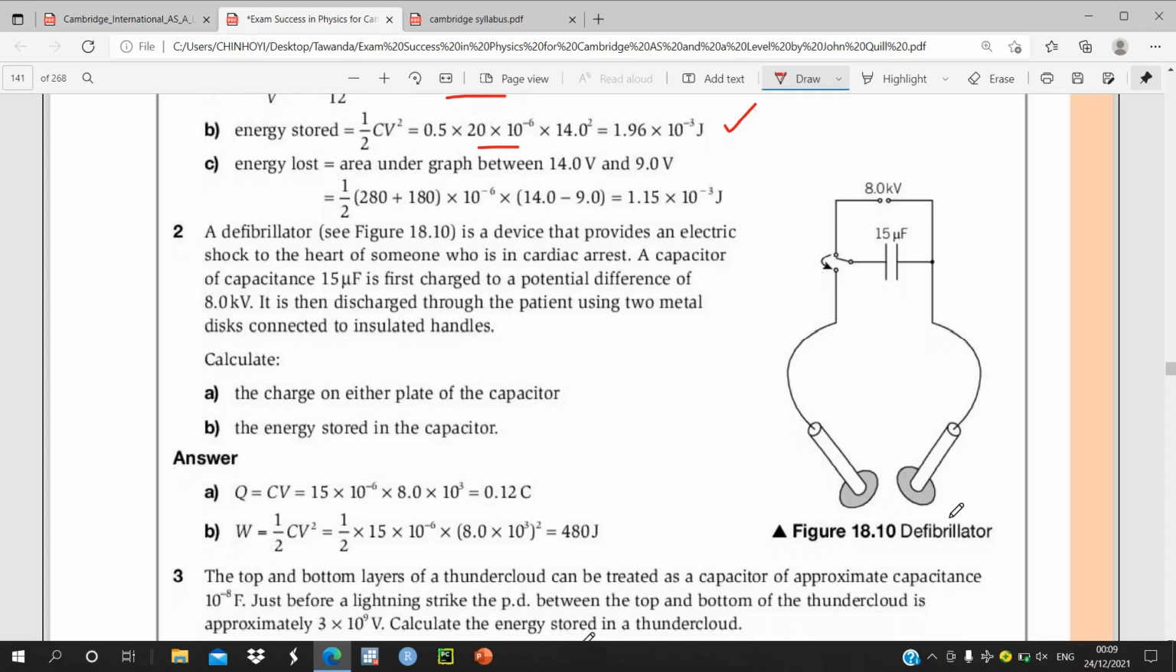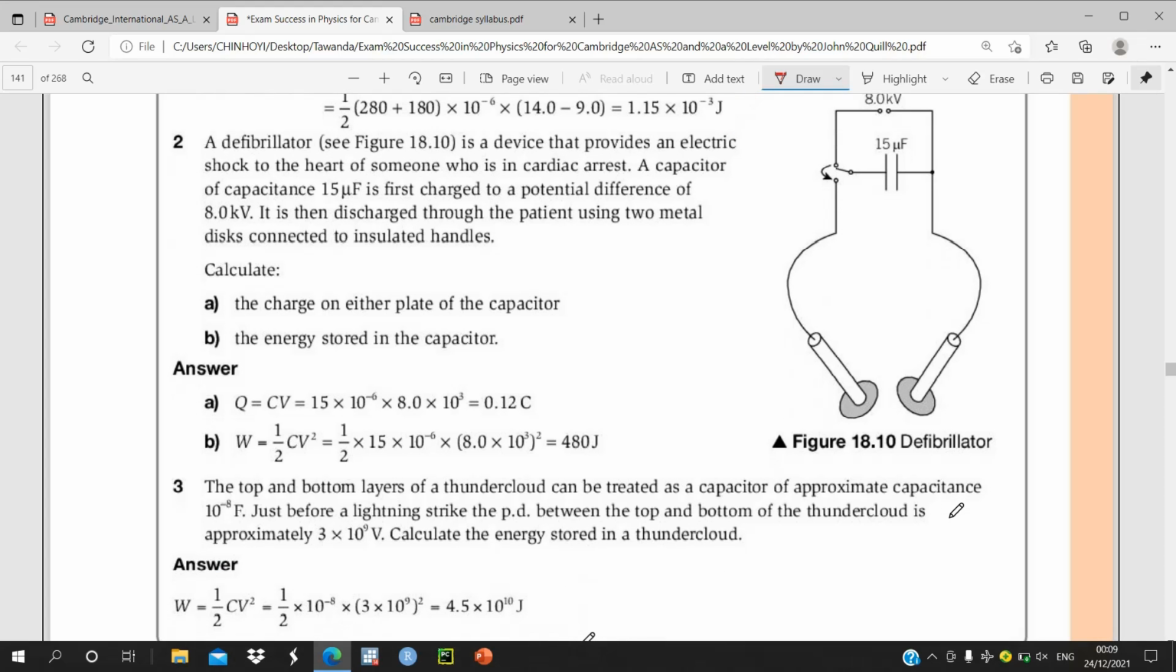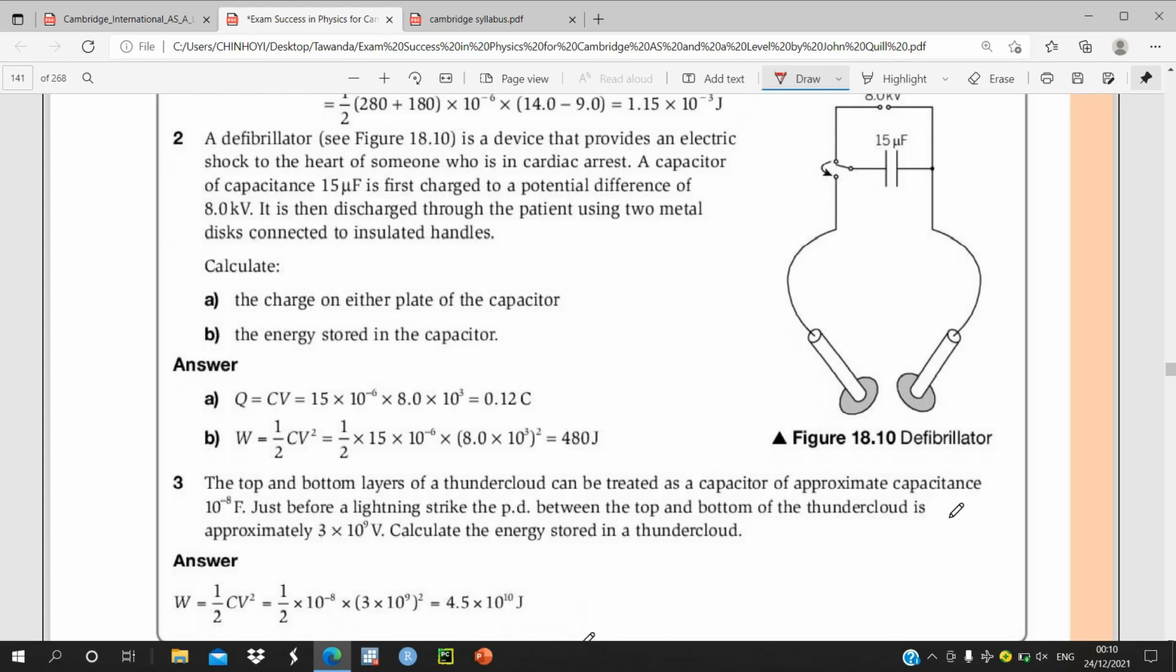Then on number 2 now, we have this defibrillator. See the diagram. A device provides an electric shock of heat. A capacitor of 15 microfarads is first charged to a potential difference of 8 kilovolts. It is then discharged through the patient using two metal discs connected to the insulated. Calculate the charge on either of the plates.